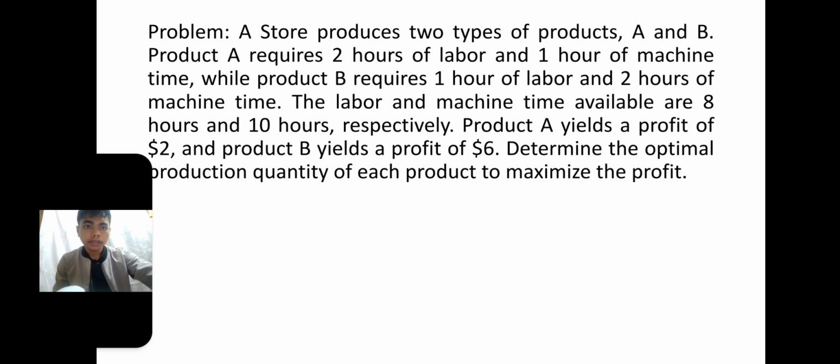Problem: a store produces two types of product, A and B. Product A requires 2 hours of labor and 1 hour of machine time, while product B requires 1 hour of labor and 2 hours of machine time. The labor and the machine time available are 8 hours and 10 hours, respectively. Product A yields a profit of $2 and product B yields a profit of $6. Determine the optimal production quantity of each product to maximize profit.